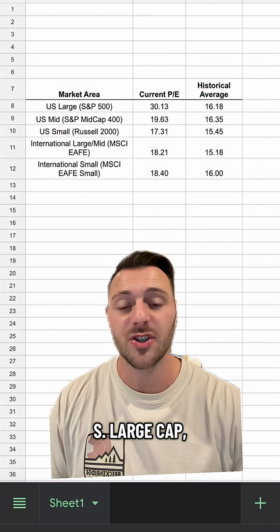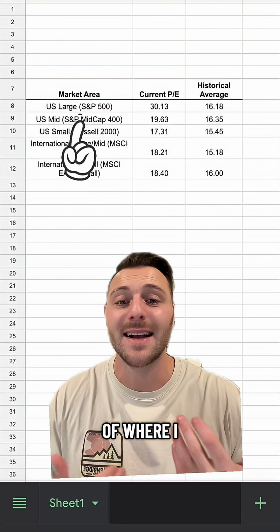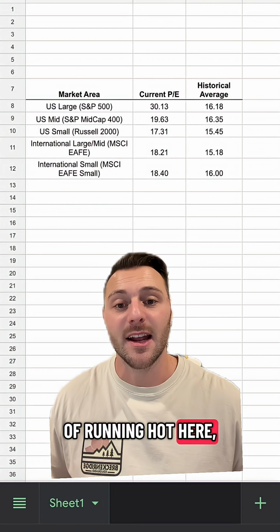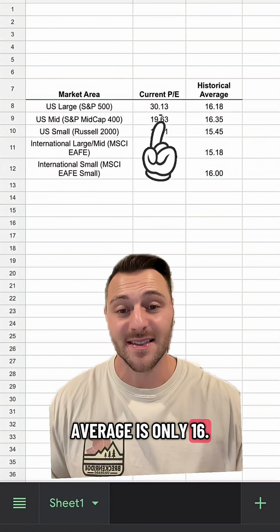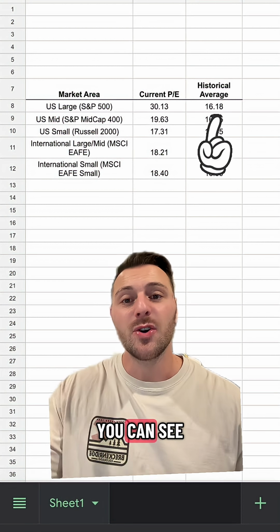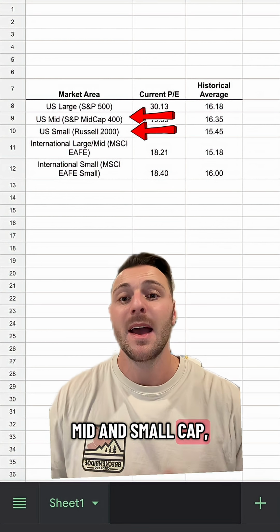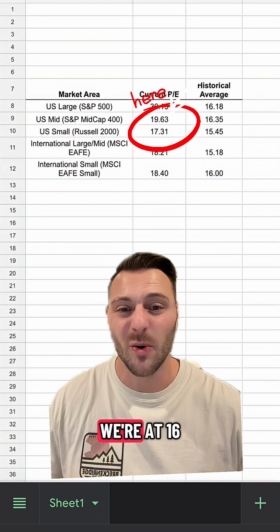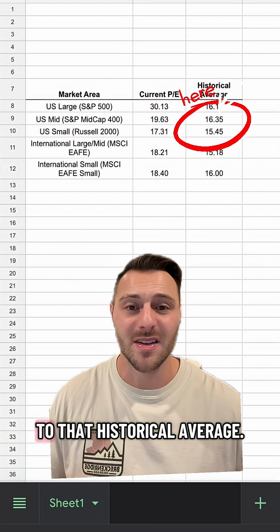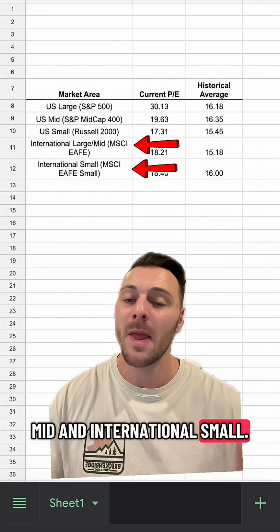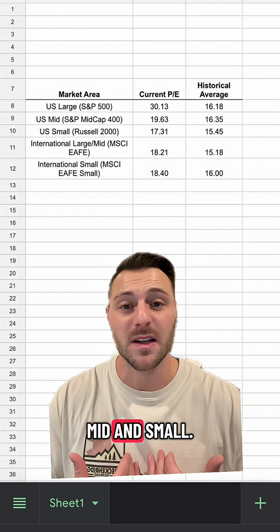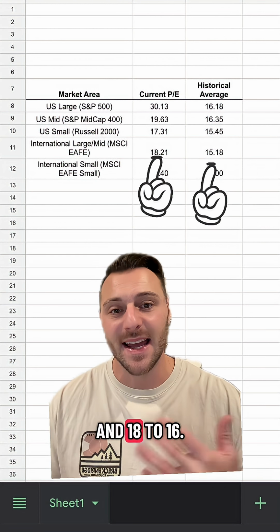So in US large cap, S&P 500, this is kind of where I see we are running hot, and we have been for a while. 30 current PE and the historical average is only 16, so we're almost double there. You can see for US mid and small cap, about 19 and 17. Historically, we're at 16 and 15, so it's pretty close to that historical average. International large slash mid and international small, kind of the same story as the US mid and small, 18 to 15 and 18 to 16.